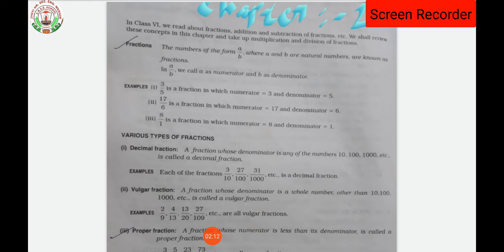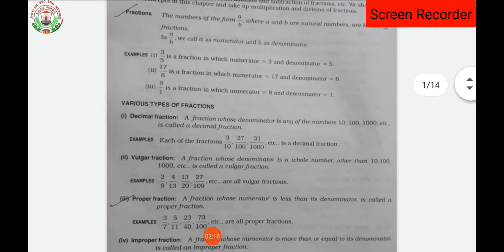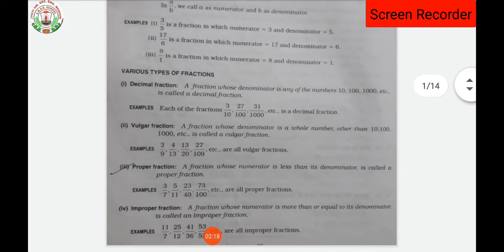Dear students, there are many types of fractions. We are going to study the definitions of the types of fractions one by one. You have already studied the types of fractions many times in class 6 as well as in class 5, so we are just going to revise it. Okay, so what is the first type of fraction? That is the decimal fraction.